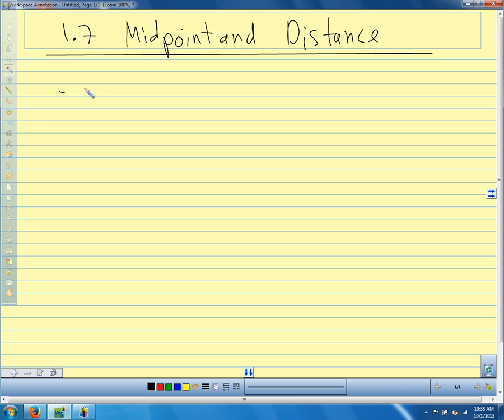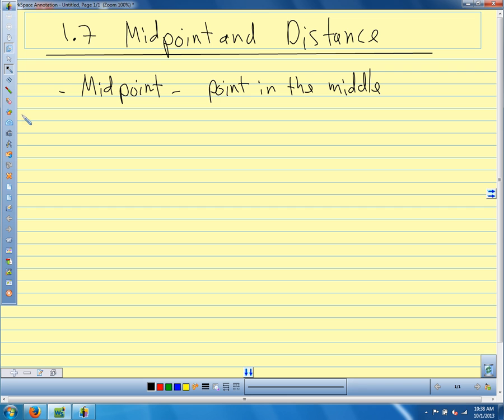So let's think about what we're talking about when we're talking about a midpoint. What do we mean by midpoint? The point in the middle. If we had 2 points, how can we think of the midpoint? How would we find the midpoint if we have a number line? Halfway. So that's really what we're talking about, is halfway between points.